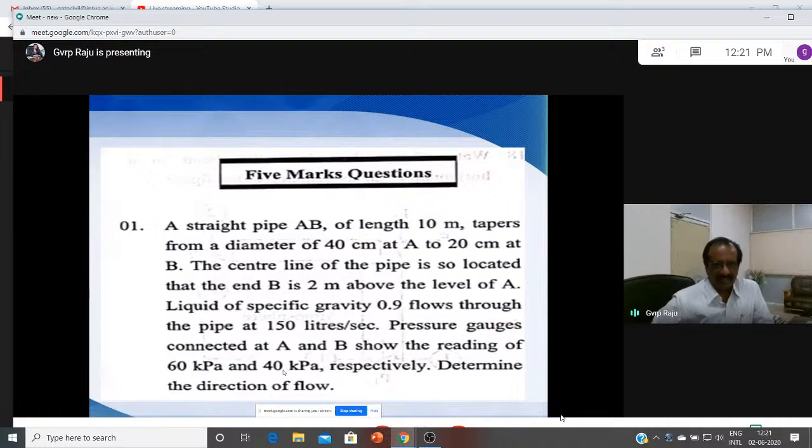Pipe discharge is 150 liters per second, 150 into 10 power minus 3 meter cube per second. The pressure gauges are connected at A and B. That means the pressures at A and B are equal to 60 and 40. Determine the direction of flow. It has also to find out the direction of flow.